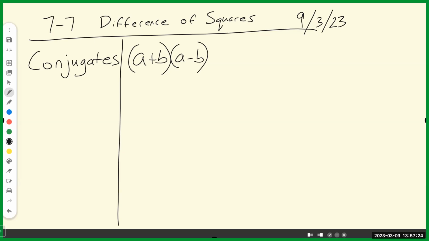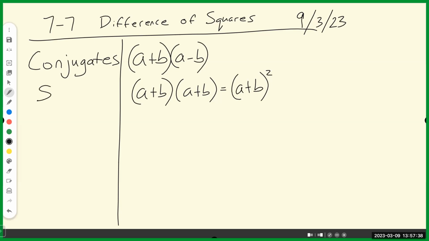So for example, if I had A plus B times A plus B, that's the same thing as saying there's two copies of that A plus B, and that's called a square. But we're not talking about the square today. It's good to know, but I'm going to just cross it off, and if you want to know it, cool.